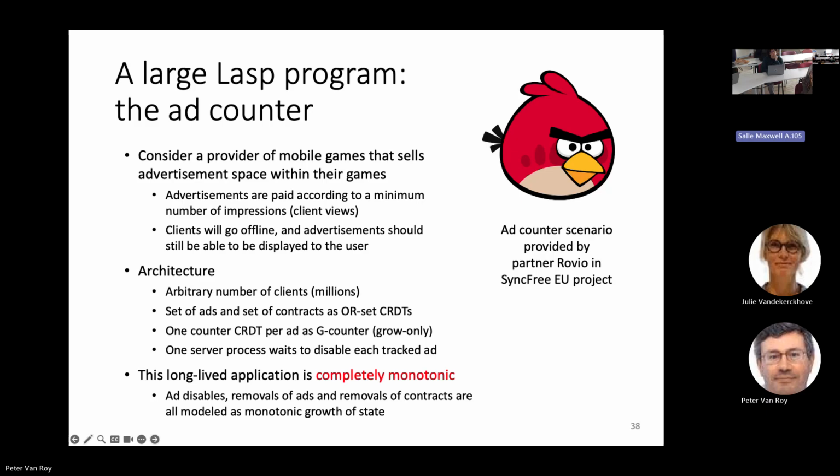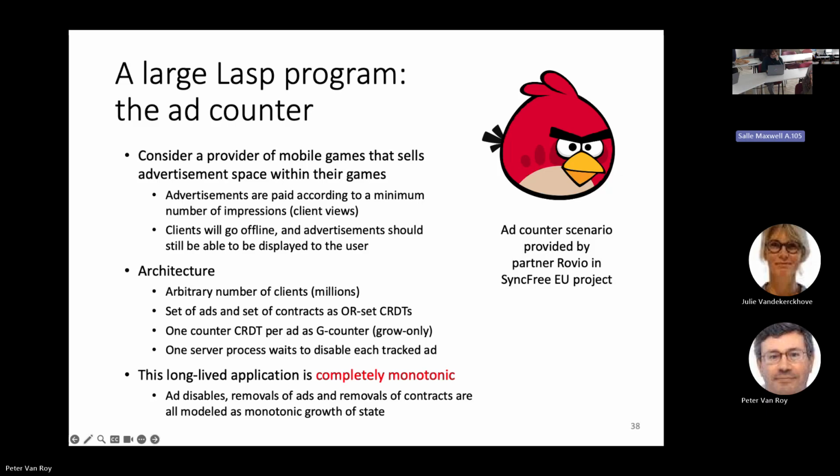So this is called an ad counter. I have mobile games running on mobile phones, and I want to sell advertisement space. So how do you pay for it? It depends on how many views there are. I say I'm paying for 100,000 views, or 500,000 views. And the clients will go offline and back online, and the ads are still displayed. Of course, the connectivity of mobile phones is very erratic. That doesn't matter for convergent consistency, okay? It's all eventual. The thing will still converge.